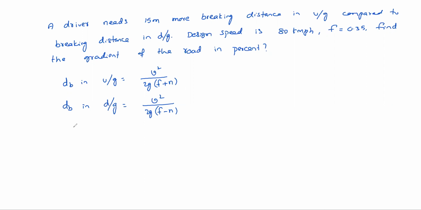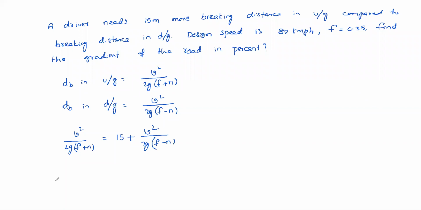So upgradient braking distance, V square by 2g(f plus n), is how much more? 15 meters more. So 15 plus V square by 2g(f minus n). This is the equation here. So upgradient braking distance is 15 meters more than down gradient braking distance. So we can substitute and solve this one.